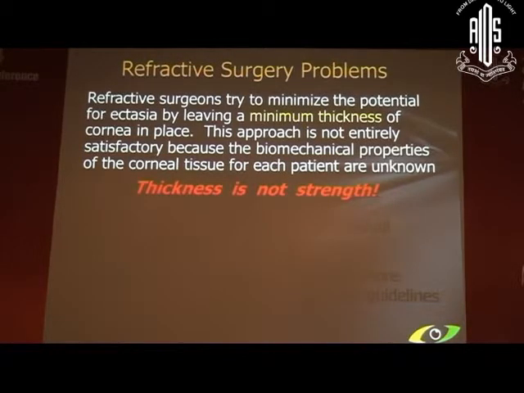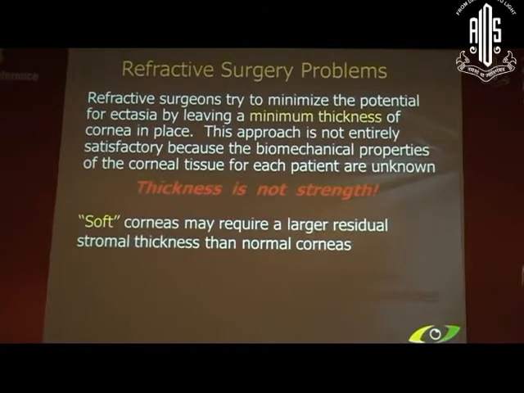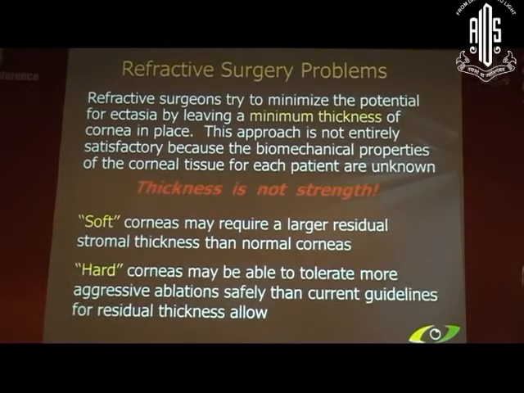Refractive surgery problems, same thing. We are looking at leaving a minimum residual bed, but we all know that there are patients with 350 plus microns of residual bed who have had ectasia. Why? Because thickness is not strength, and this is being re-emphasized here. So you may have soft corneas, which may require a larger residual stromal thickness than normal corneas, and you may have a concept of hard corneas, which may be able to tolerate more than what the suggested guidelines would allow.